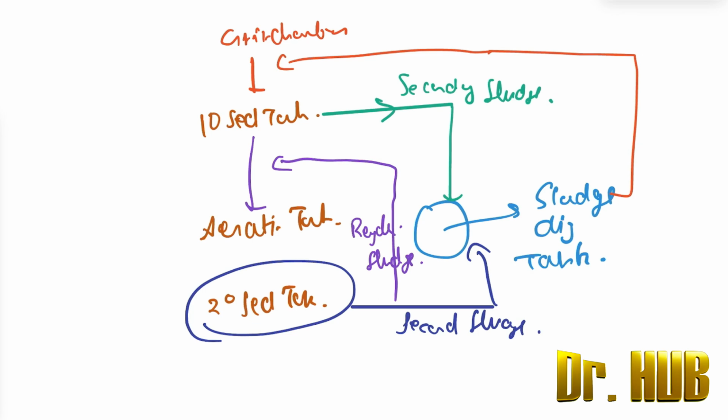Next is the sludge digestion tank. From the sludge digestion tank, this will be the gas, that is CH4 as well as CO2. Next, there is a supernatant which flows from the sludge digestion tank to the primary sedimentation tank. And there is also a sludge disposal which takes place from the sludge digestion tank.